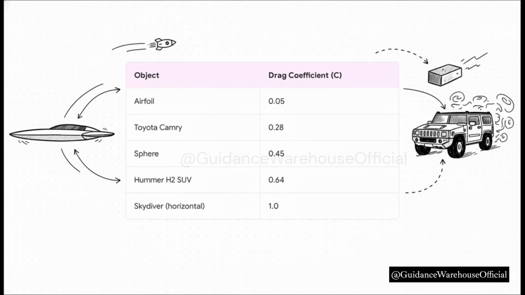And this is where it gets really fascinating. Just look at the numbers on this table. An airfoil, like a plane's wing, has a drag coefficient of just 0.05. Now compare that to a Hummer H2 at 0.64. That is a massive difference. It means the Hummer has to use way more energy just to push the air out of its way. This single number is why car designers are absolutely obsessed with aerodynamics.